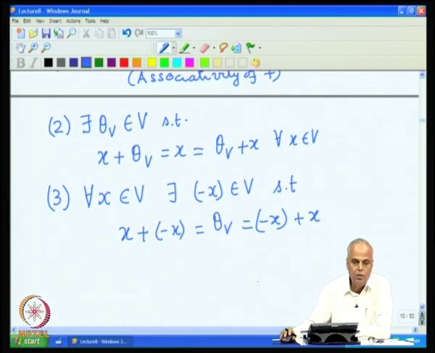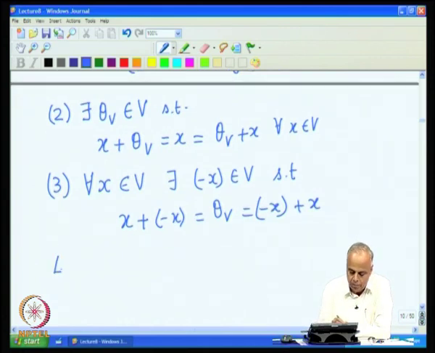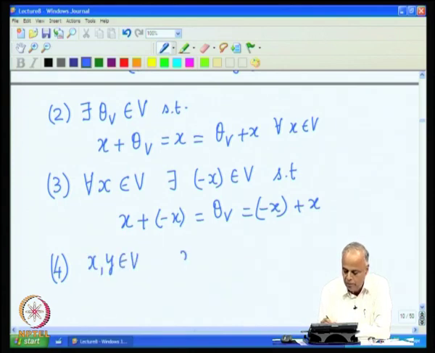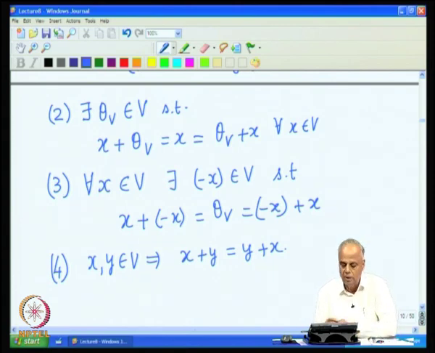Then we also had the commutative law, that is x and y in V. Whether we combine x with y or y with x, we must get the same result. This is the commutativity of plus.